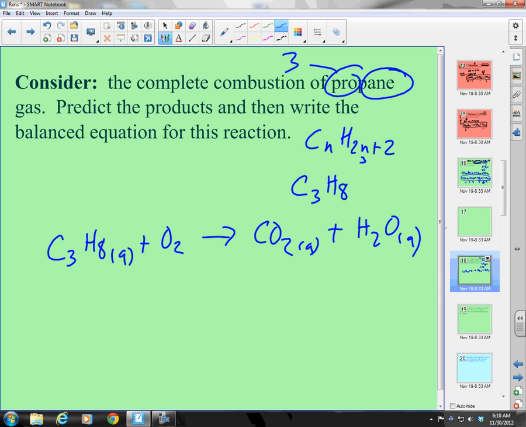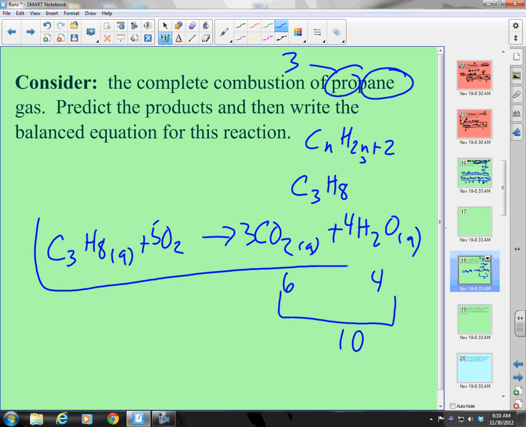And let's balance this. I need 3 carbons and 8 hydrogens, so 4 of these. 4, 6, looks like that is 10 oxygens, so 5. Hey, that's an easy balancing. Excellent. I hope you all did well on that. Last one for today. Give it a shot.